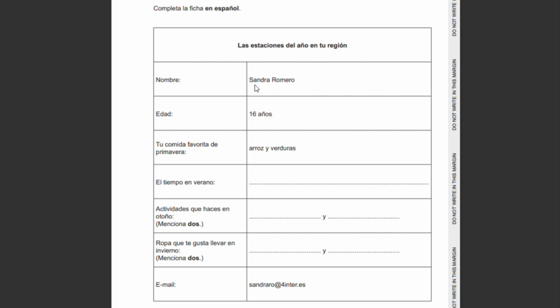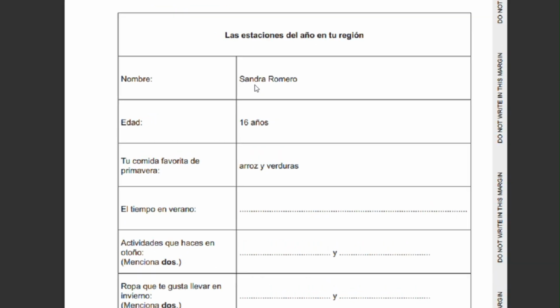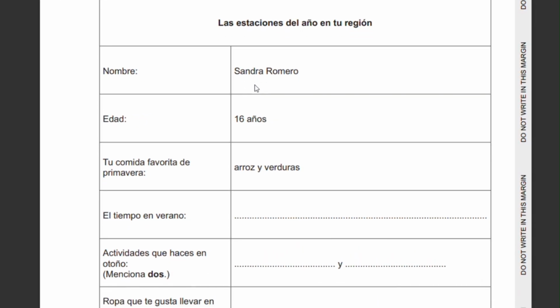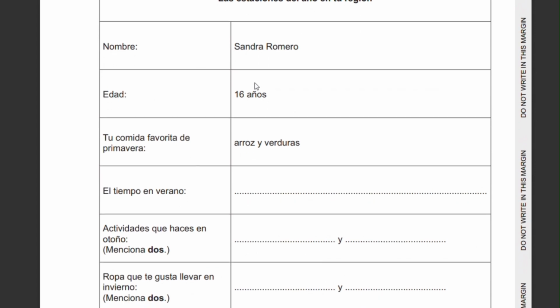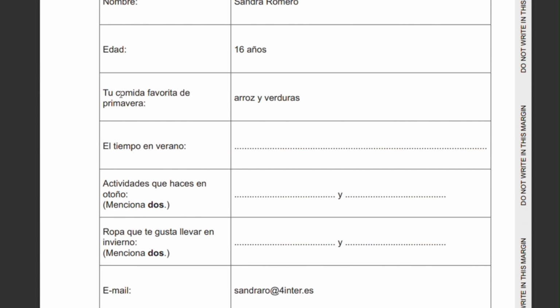So the first one says Nombre, which is the name of the person participating in the survey, right? Sandra Romero, as you can see from here. Age, which is Edad, says 16 años. Tu comida favorita de primavera, arroz y verduras.